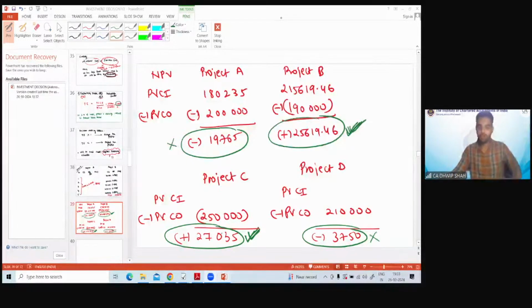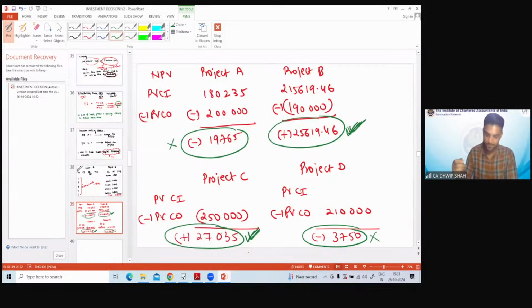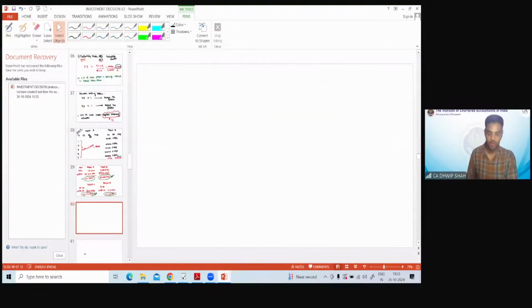So, understood with the NPV technique? A yes or yes? I don't want to hear no from you all. I just want to hear yes. Good. So technique number 5 is also done. Now let's move to technique number 6.